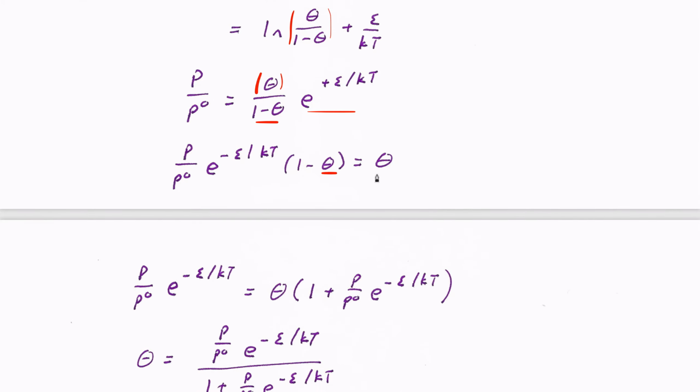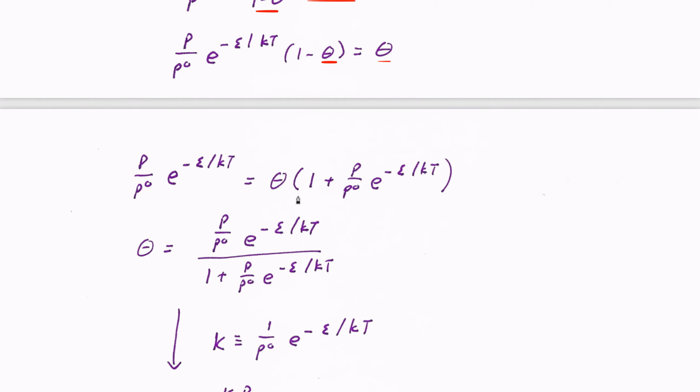Now I've got thetas on the left and the right, so if I bring all of the thetas back over to the right-hand side, I've got minus P over P naught e to the minus epsilon over kT. When I bring that over to the other side, it turns into a plus P over P naught e to the minus epsilon over kT, in addition to the 1 theta that was already there. So now I just divide away this term in parentheses to isolate theta, and it turns out theta is equal to this collection of pressures and exponentials.